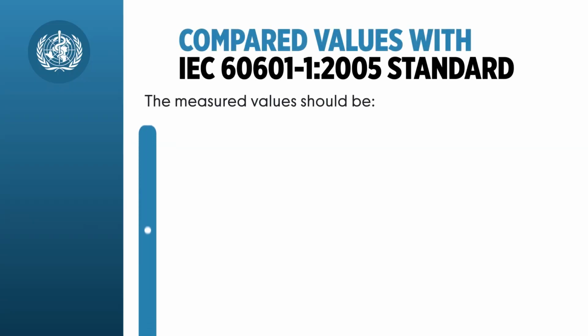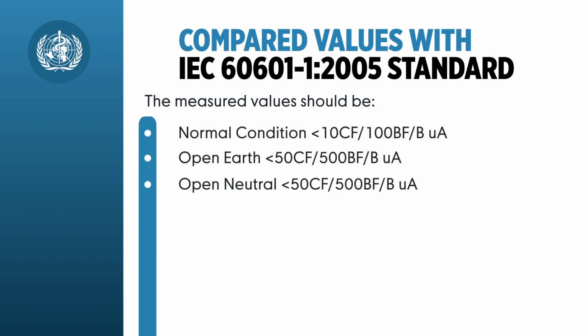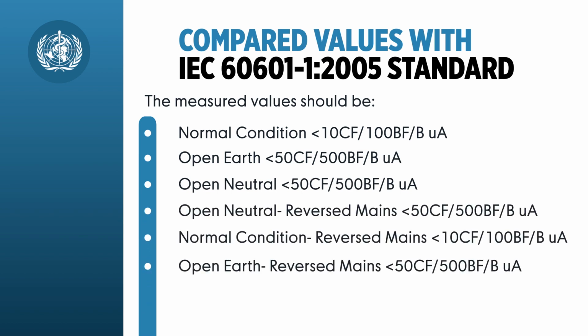Compare the measured values with the IEC 60601-1 2005 standard. The measured values should be normal condition, less than 10 microamps for CF, less than 100 microamps for BF or B. Open earth, less than 50 for CF, less than 500 for BF or B microamps. Open neutral, less than 50 for CF, less than 500 for BF or B microamps. Open neutral, reversed mains, less than 50 for CF, less than 500 for BF or B microamps.